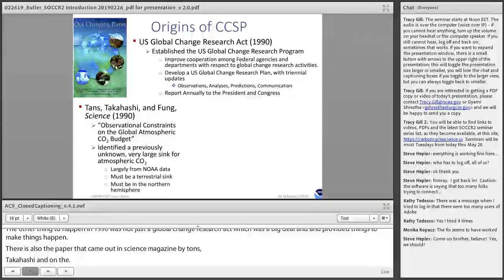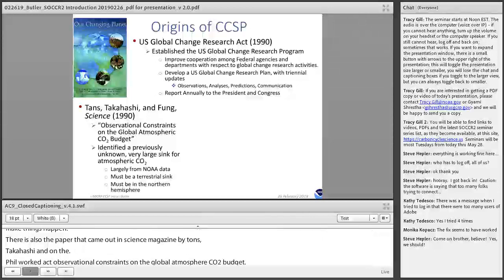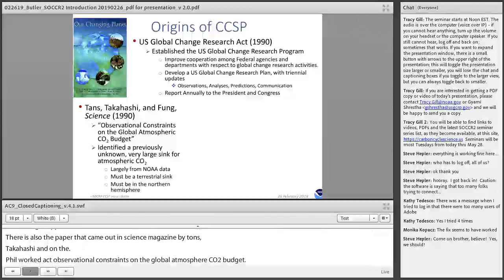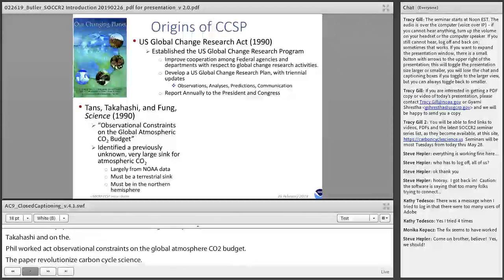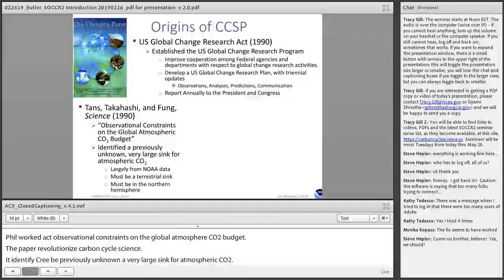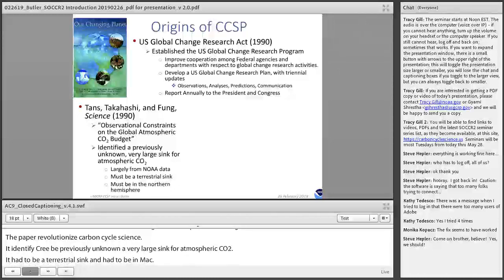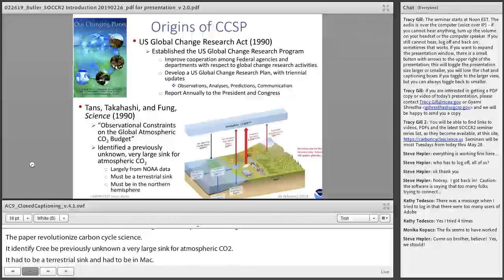But the paper revolutionized carbon cycle science. They identified a previously unknown, very large sink for atmospheric CO2. It had to be a terrestrial sink, and it had to be in the northern hemisphere. And that was based on constraints placed by atmospheric observations and ocean observations. Pretty much sounds like Noah's mission, right?